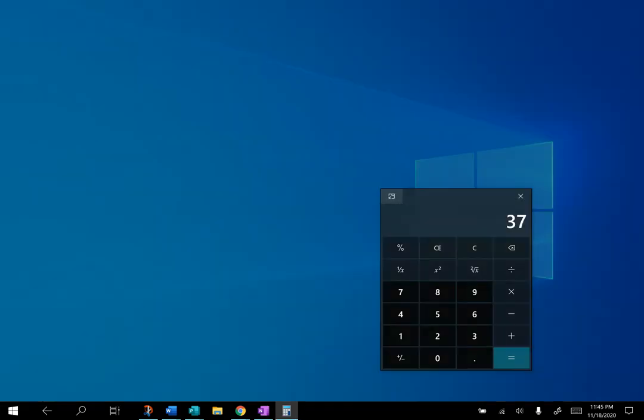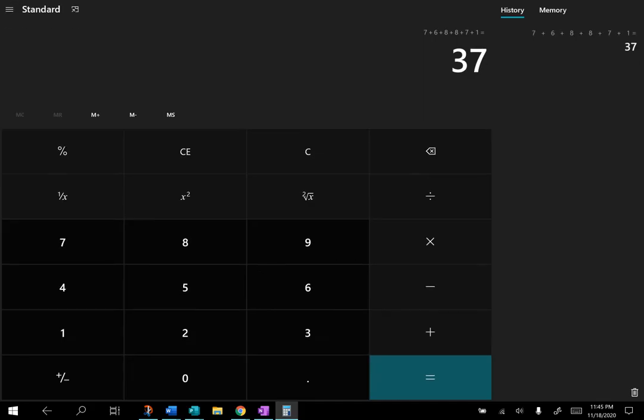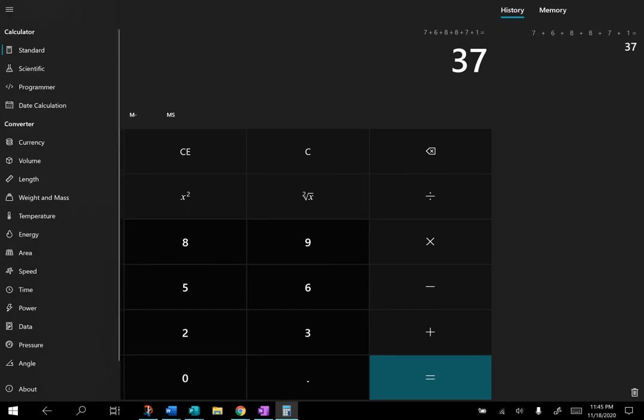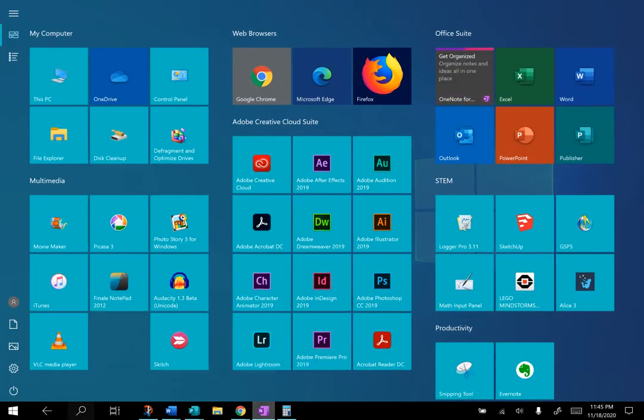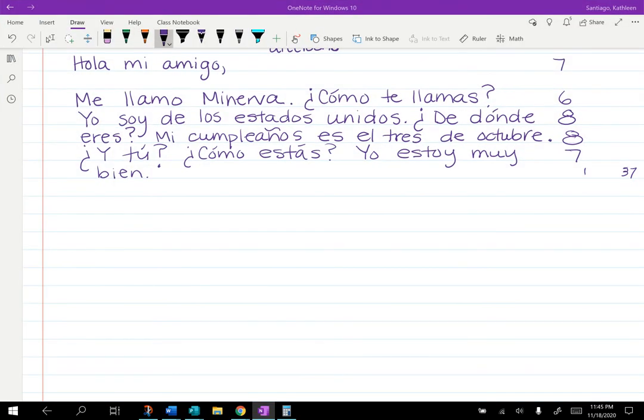Okay, now how do I get rid of my calculator? How do I get rid of the calculator? How do I get rid of the calculator, guys? You're not helping me here. Maybe I just leave it and go back to my OneNote. There we go. Okay. So I'm at 37 and I want to hit at least 40.